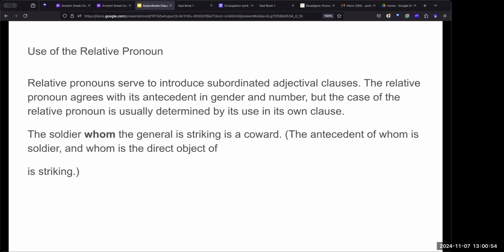Like if you see the nominative, it's who. If you see the accusative, you say whom. If you see the genitive, you say whose. You see the dative, you say to whom, right? It shouldn't be too difficult. That's why he introduces it super early, because it's so common, and it's also effectively the same as in English. All right, so the soldier whom the general is striking is a coward, right? So the antecedent, the soldier, he's a coward, nominative in his own sentence, but he's the accusative in the relative clause, right? And so then it's whom that's connecting the two.